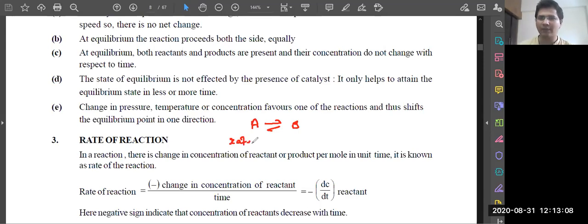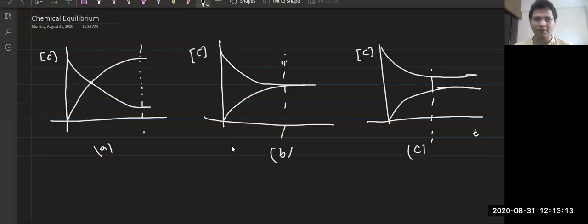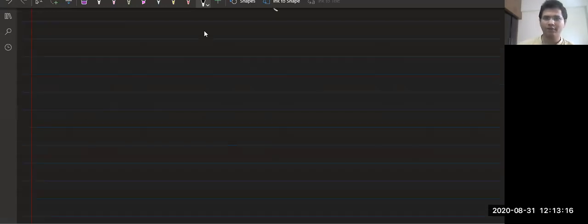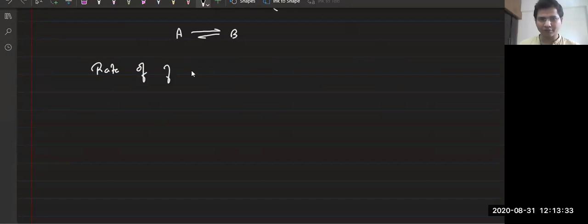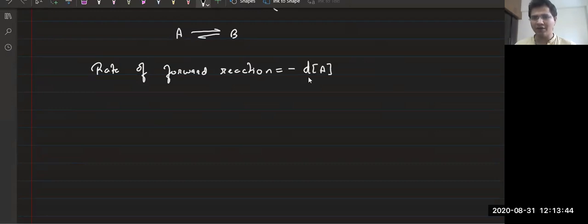Okay, I'll just explain everything. Let's see this. Suppose I'm having a reaction A gives B. Okay, everyone, A gives B. So I'm saying that rate of forward reaction will be equal to, tell me what it will be. Will it be minus d concentration of A by dt? Yes or no?